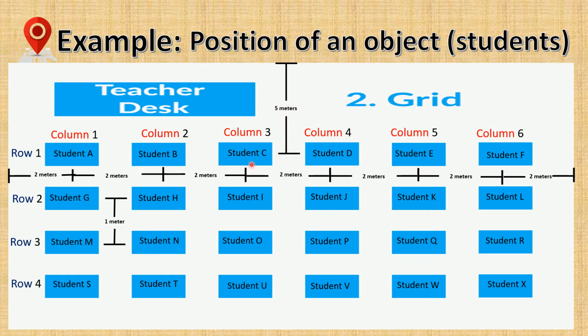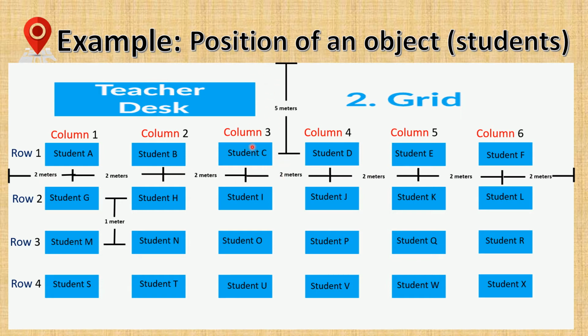You can locate the position of student C 5 meters from the front wall, and let us count how many meters he is from this left wall. So 2, 4, 6. So he is located 6 meters from the left wall and 5 meters from the front wall.